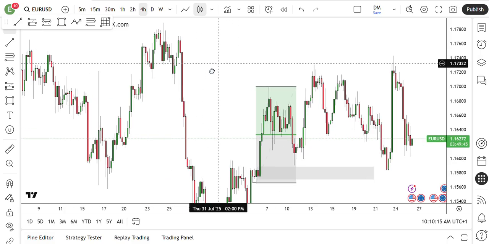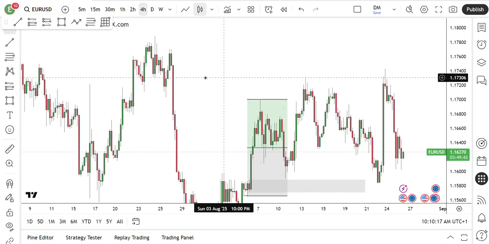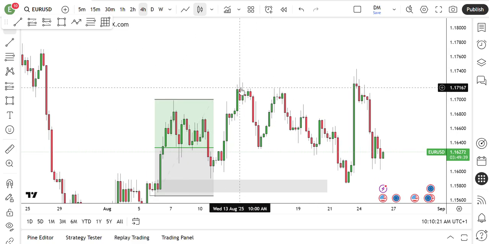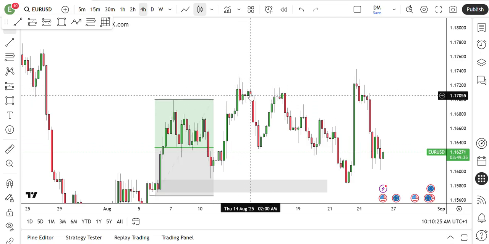And then we can see that when it got there, it failed to take out this high. There was several rejection because sellers were selling heavily from there, and they sold and sold and sold. This one tapped into it.